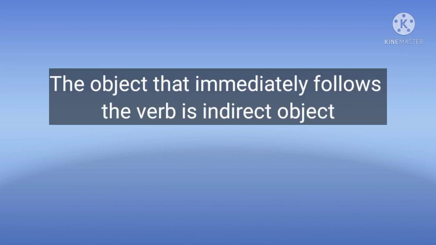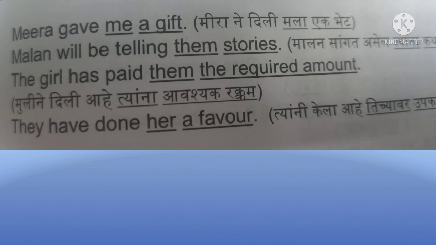Remember, when there are two objects in the sentence, the object that immediately follows the verb is an indirect object and the object that comes later is the direct object. For example, in the sentence, Meera gave me a gift, me is an indirect object and a gift is the direct object. In the sentence, Malan will be telling them stories, them is the indirect object and the stories is the direct object.